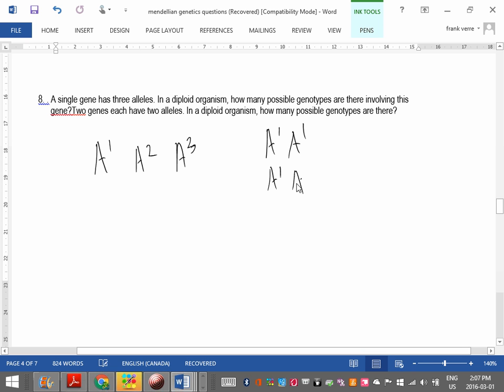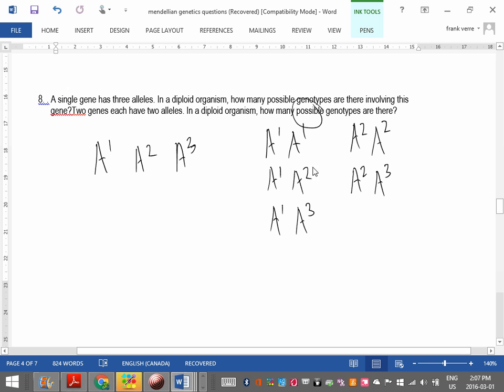A1, A2, or A1, A3. Or it could be A2, A1. We have that. A2, A2, or A2, A3, because we don't have them here, right? It's just asking for how many possible genotypes are there.